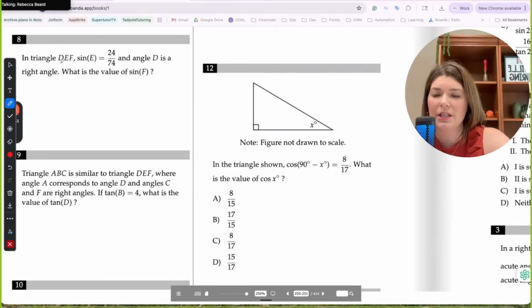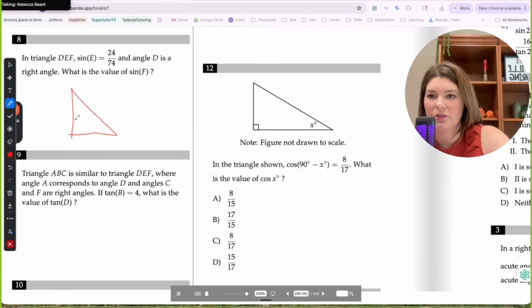So in triangle DEF, sine of E is 24/74, and angle D is a right angle. So what is the value of sine of F? We're going to draw our beautiful triangle here. And it's saying that D is the right angle, so we're going to make sure we put that in the right spot. And you just have to follow it in order. So you've got D, E, and then F. So let's put our little right angle sign here.